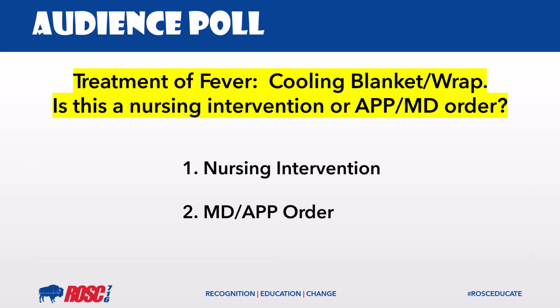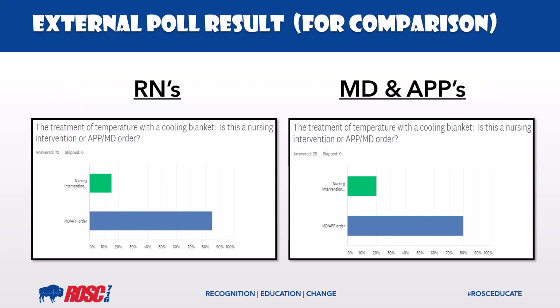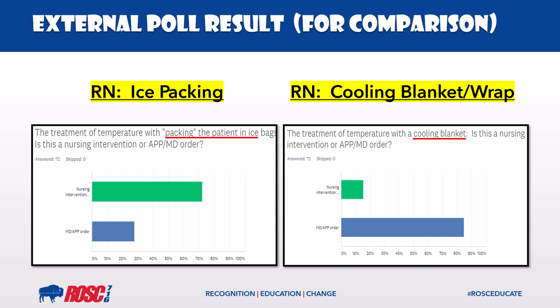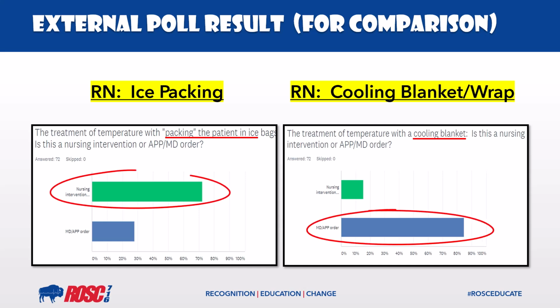I have another similar question. In the treatment of fever, cooling blanket or wrap, is this a nursing intervention or provider order? Our external poll showed an overwhelming provider order to utilize a cooling blanket or cooling wraps. Frankly, I find these results ambiguous. Both are external active cooling methods. Both can have negative downstream effects, but it appears because one is the actual device, survey participants feel that there should be a provider order.